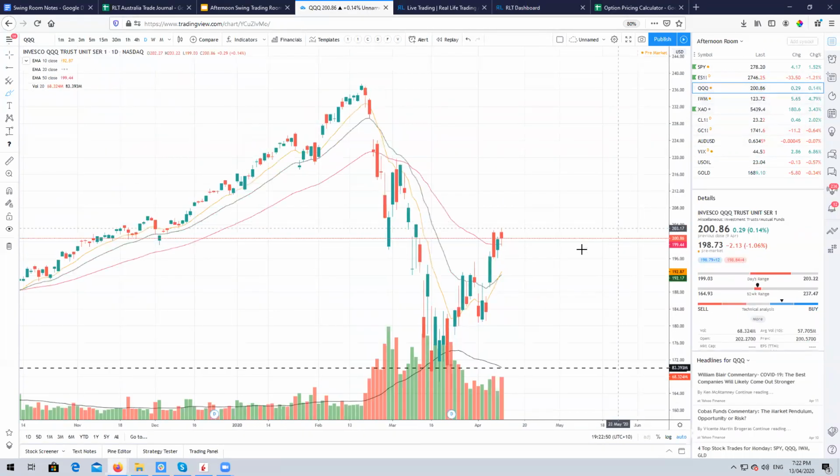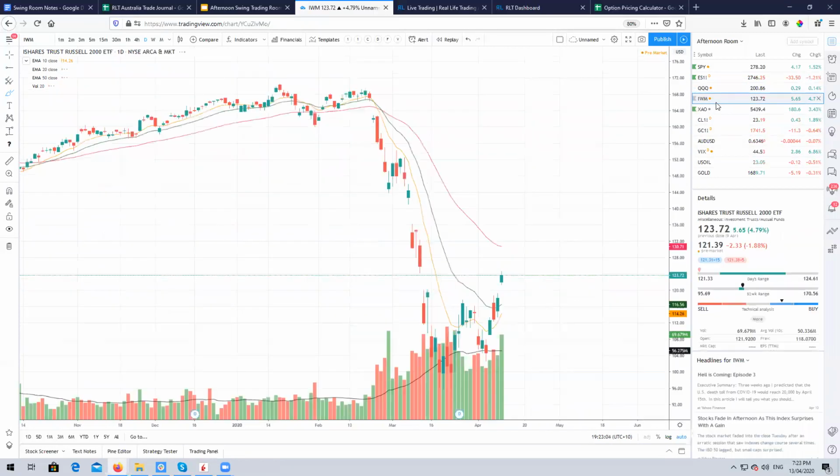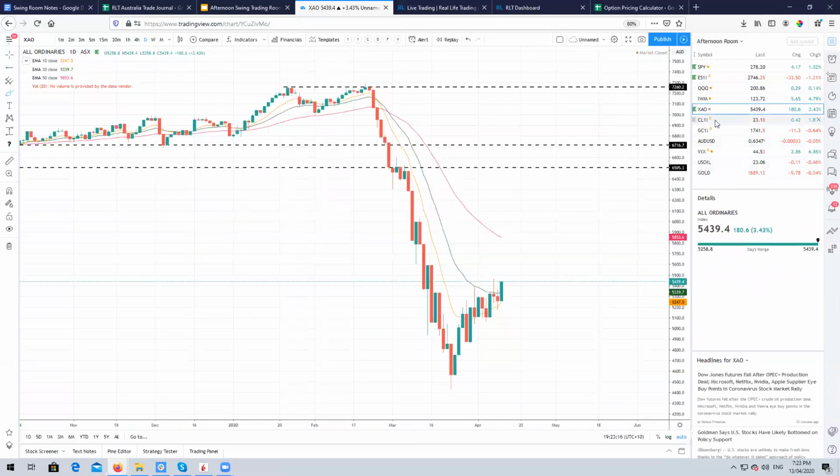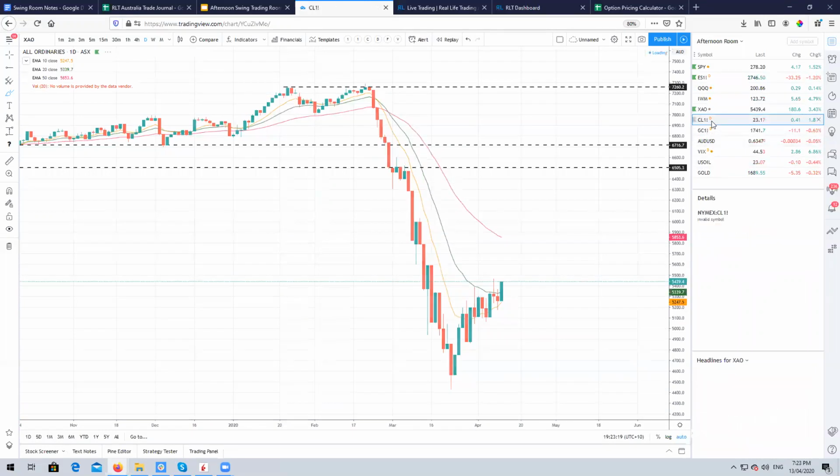The Q's are gapping down slightly to 198, which is just below that particular candle. Not as bullish as the SPY. A lot of the tech companies did have a bit of a bearish day on Thursday. The IWM, we have this little retest gap right here, so I expect that to most definitely fill. And the All Ords obviously did absolutely nothing today because there was no trading.